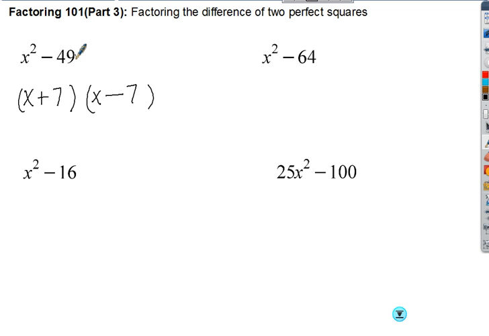This is how we factor something that looks like this. Try it out with these. Think about what is the square root of each of these numbers, and make sure you put it into this format. And at the end, you can check your answer by multiplying using the distributive property. Good luck.